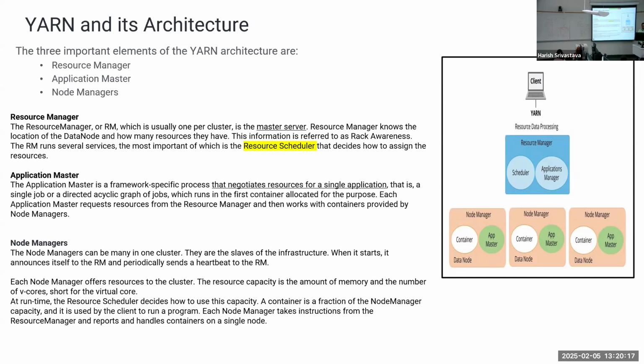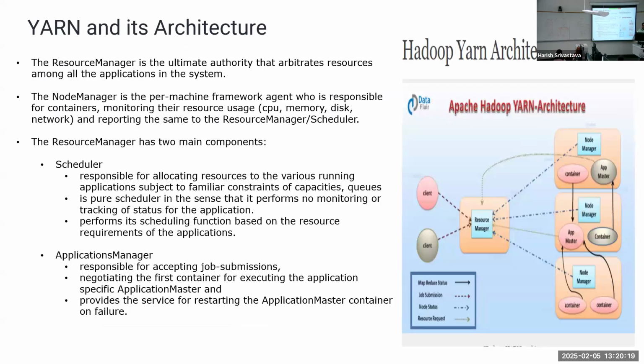Clear? Okay. YARN and its architecture: the resource manager is the ultimate authority that arbitrates resources among all the applications in the system. The node manager is the per-machine framework agent which is responsible for containers, monitoring the resources, CPU, memory, disk, network, and reporting the same to the resource manager or scheduler. Clear?